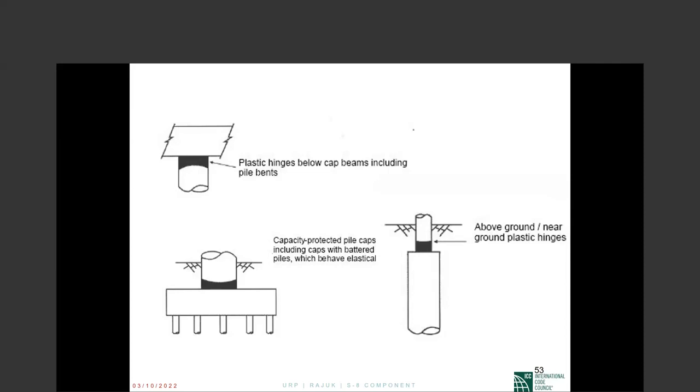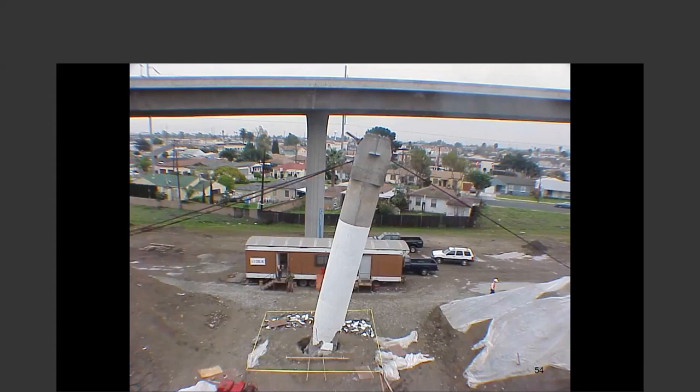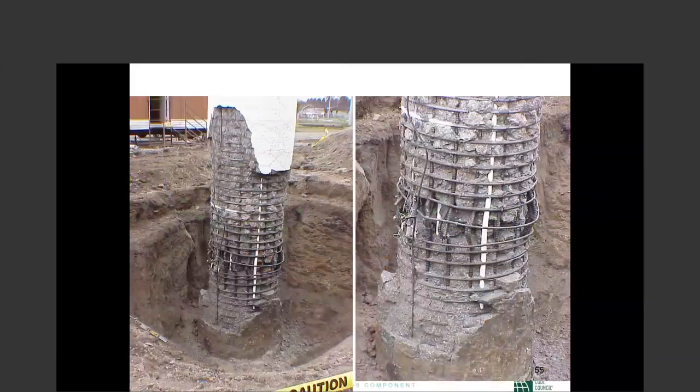And this is where you want to detail that location so that you will be able to allow the formation of a plastic hinge. This one here shows a full-scale column, and it was actually cycled back and forth, and that will show you the location of a plastic hinge. For that one, normally it's 3D inside the ground. 3D is the diameter of the column. It will range between 2.5 to 3D, and that will be the location where you have the plastic hinge.